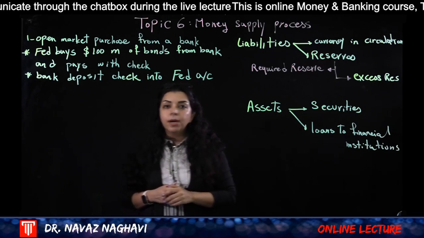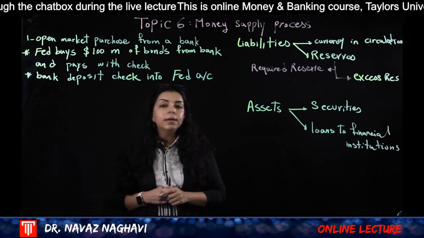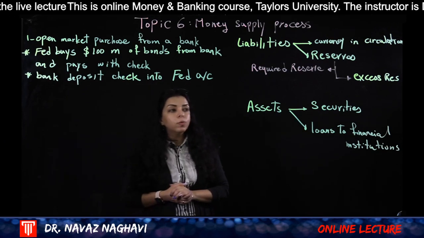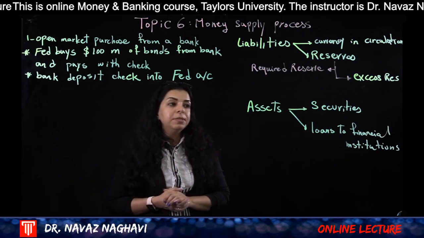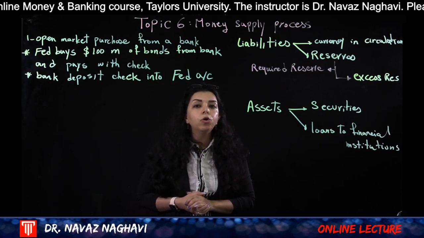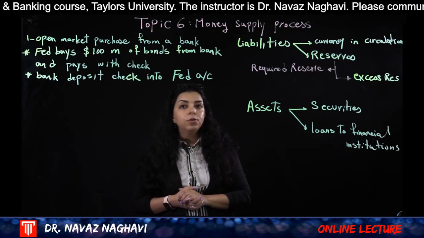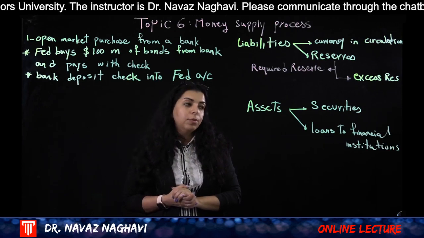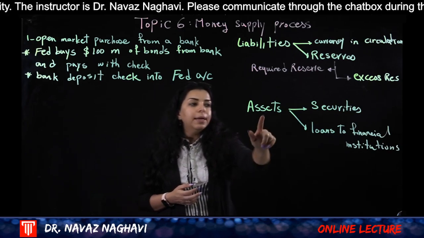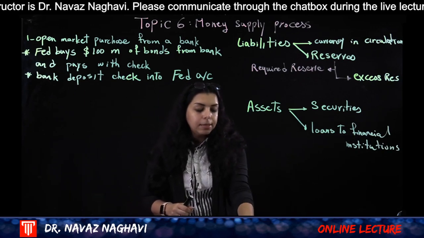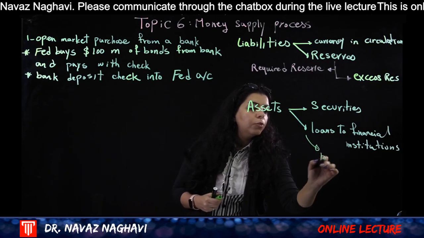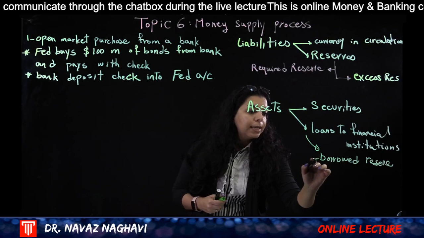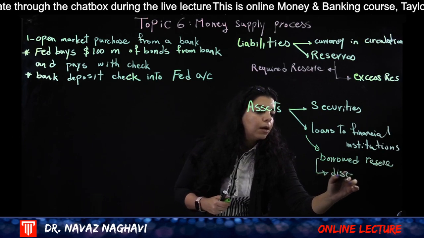Apart from this, the central bank sometimes has the responsibility of providing reserves to the banking system. That's why we say the central bank is giving loans to financial institutions. These loans are sometimes called borrowed reserves. It's a kind of reserve that the banking system has borrowed from the central bank, and anytime the central bank wishes, the banks have to return this borrowed money. That's why this is considered an asset for the central bank. The rate at which the central bank gives this loan to the banking system is called the discount rate. So this is called the borrowed reserve, and the rate at which they provide it is the discount rate.